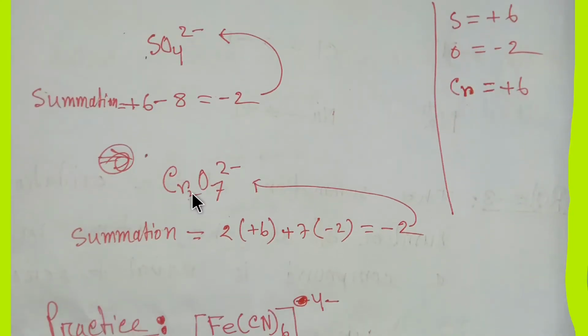And in case of chromate, we see that there is a -2 charge over it. So how is this coming? You know that chromium has +6 oxidation state. There are 2 atoms of chromium, so we have to multiply +6 by 2, and then we have to take the number of atoms of oxygen times its oxidation state. If you add these numbers, then you will get -2, and this -2 is going over the ion.